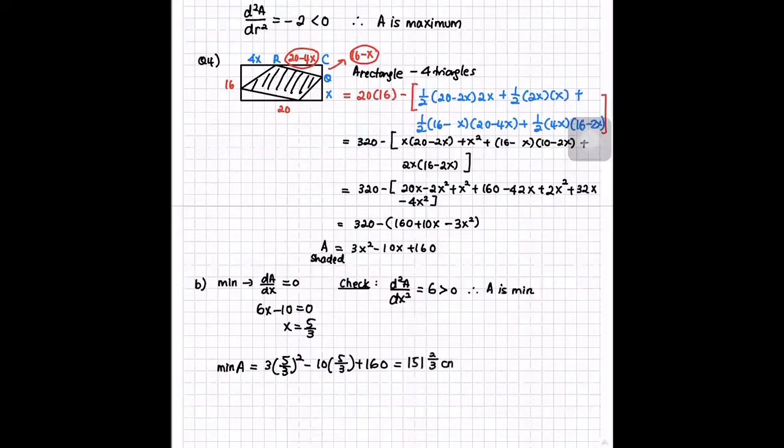Don't forget to write your unit. The question is given in centimeter, so centimeter square. That is the minimum area that you can get. If you're using x equal to 5 over 3, then that's the minimum area that you can get. That's what the question is telling.